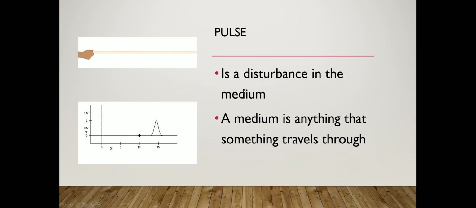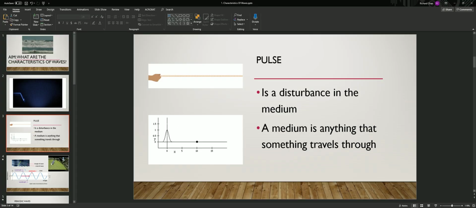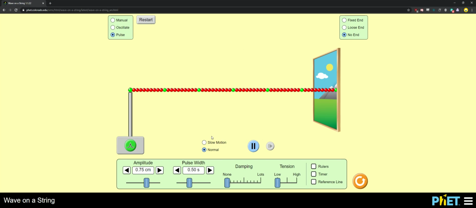A pulse or wave is a disturbance in the medium. Well, what is a medium? A medium is anything that something travels through. Let me give you an example. This is a pulse. You see the wave traveling through it when I push this rod up. So there's a disturbance in the medium. The medium is the rope, whatever the wave is traveling through. It's like a line of particles, I'm assuming.